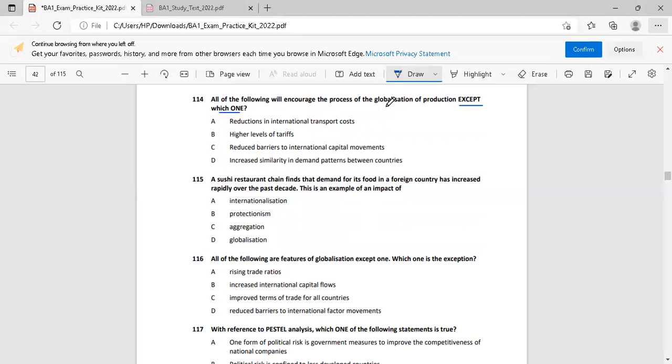Globalization is easing up various things. So whatever restrictions were there earlier, now they are reduced. See, reduction in international transport cost. Here it says higher levels of tariffs. In fact, all tariffs are reduced. The barriers, whatever are there, are reduced. So reduced barriers to international capital movements, increased similarity in demand patterns between countries. So the one which is not a part of globalization is higher level of tariff.